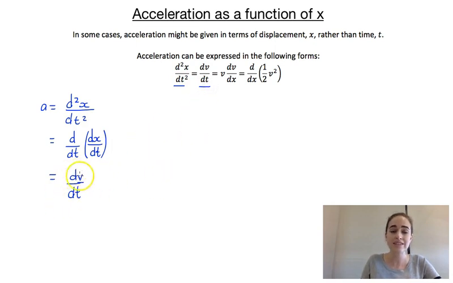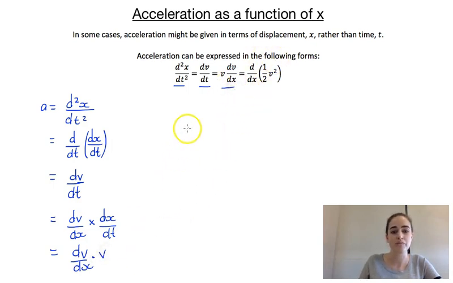But at the moment this is still in terms of time, and we want to look at it in terms of displacement instead. So using the chain rule, we could write it as dv/dt equals dv/dx times dx/dt. So that's splitting that off, and then we know that our dx/dt is v. So that's the same thing as writing dv/dx times v. So that's this one here.